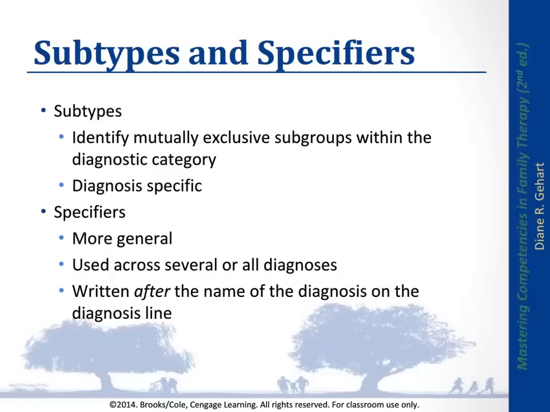Now, specifiers do not get a new code or special code. They are just written out after the name of the diagnosis to alert clinicians, or anyone looking at the diagnosis, that there are unique features and to specify exactly what version of the disorder they have.